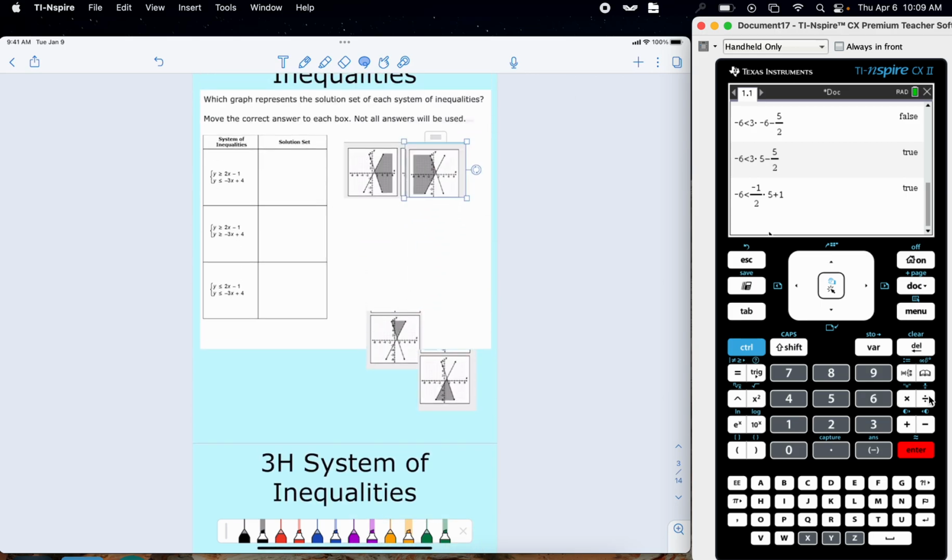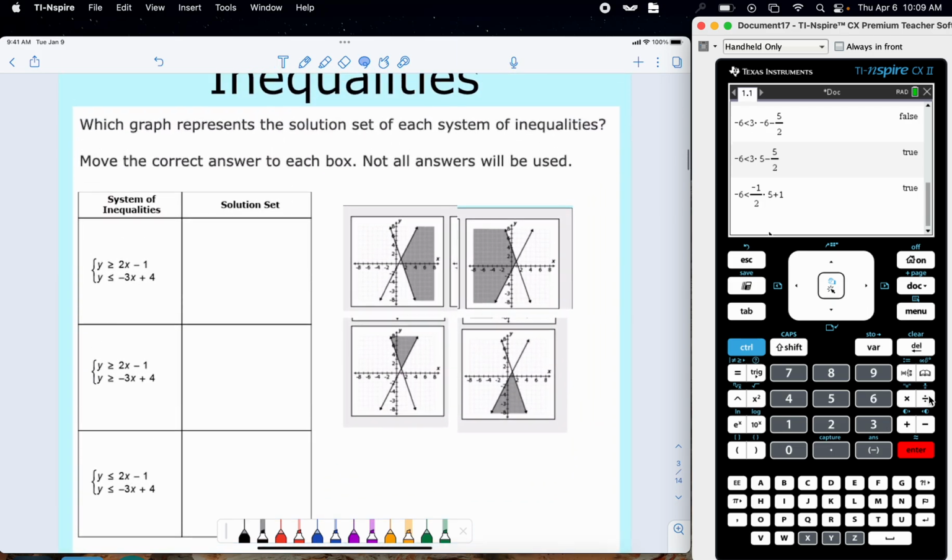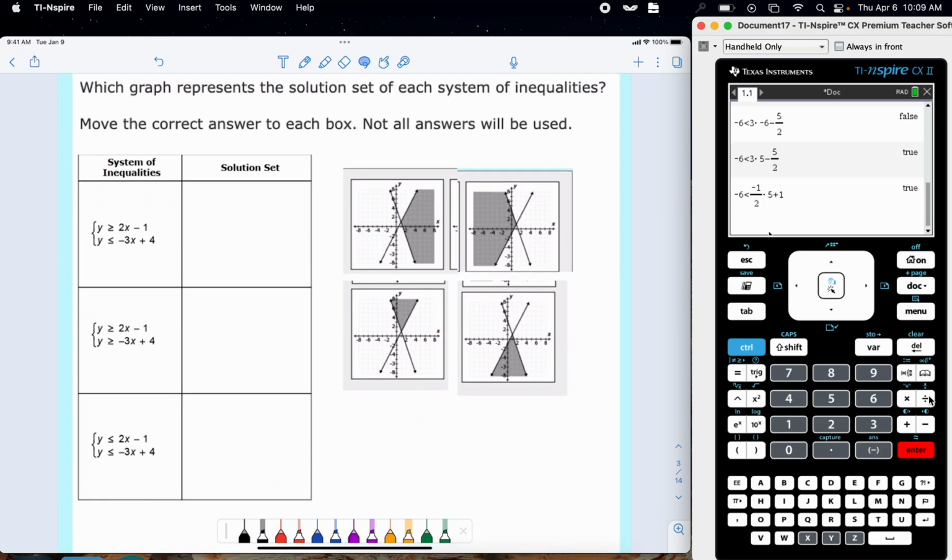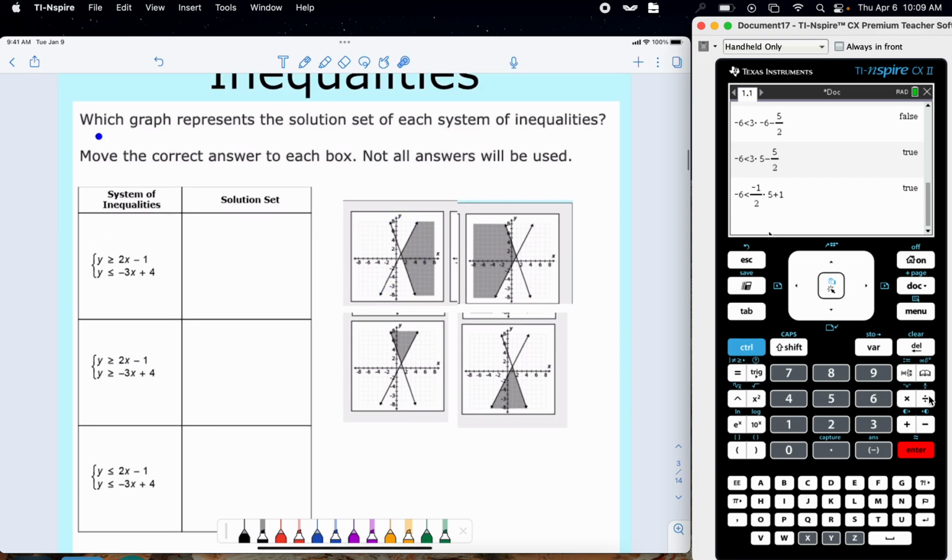So it's going to look something like this with a drag and drop. What we want to do is match these equations to these graphs. It says, which graph represents the solution set of each system of inequalities? Move the correct answer to each box. Not all answers will be used.